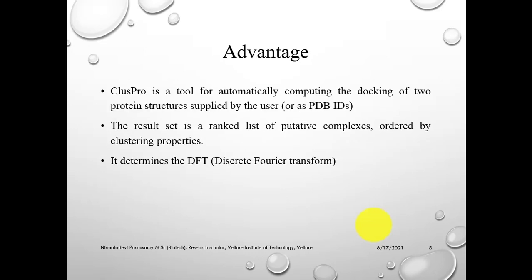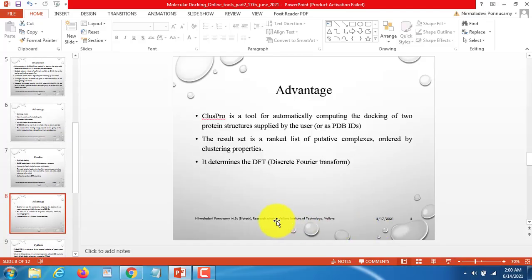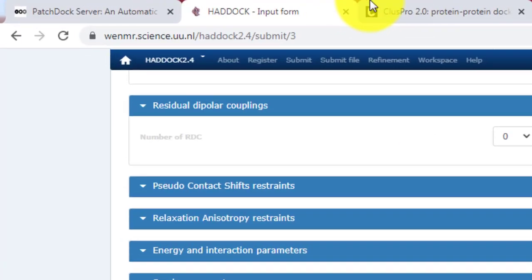So with these algorithms we use, the advantage of doing this classification is that it will automatically compute the docking of two protein structures. So the result is a ranked list of predicted complexes, and the clusters are ordered by the clustering properties. It also determines the DFT, discrete Fourier transform. So we will see how the classifier is working.